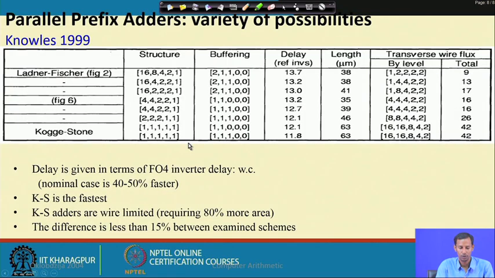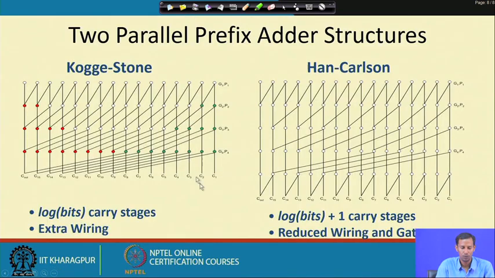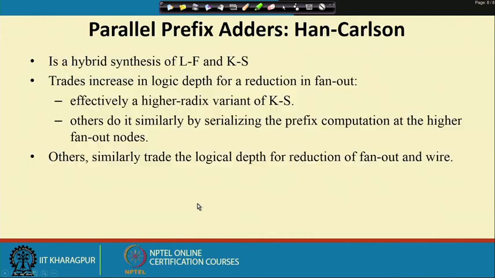So, this is the structure of how we can select. This is a pyramid adder and another adder, how we basically do, and we have already seen this.